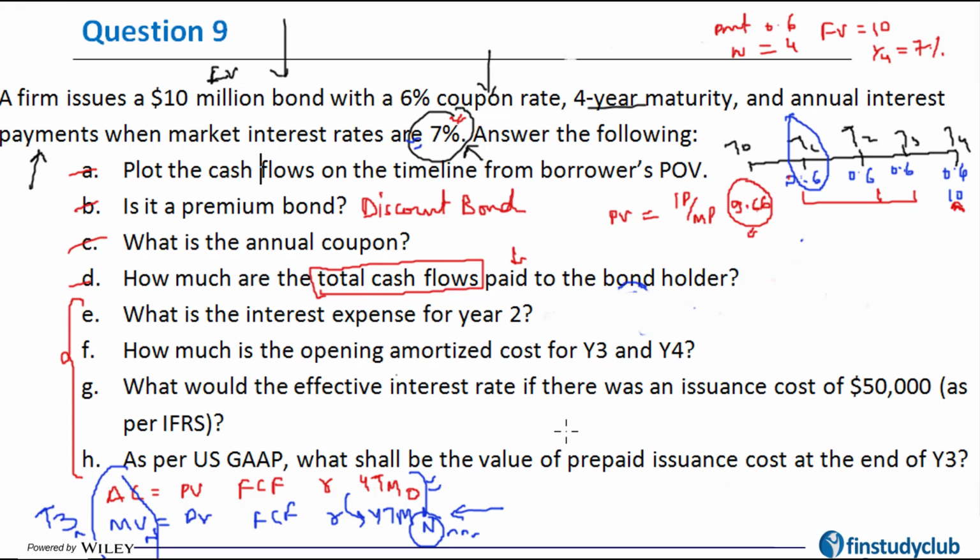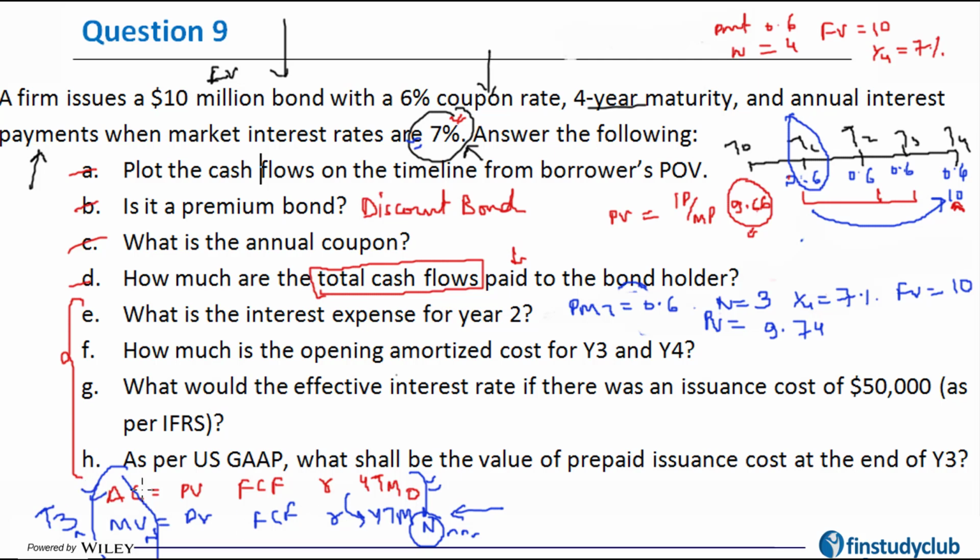Okay, so my PMT becomes equal to 0.6 and N now becomes equal to 3. Bear in mind that you now only have 3 years remaining. Your I/Y remains at 7%, the original YTM, and your future value becomes equal to 10. Therefore, your amortized cost is the present value here, which is coming out to be 9.74.